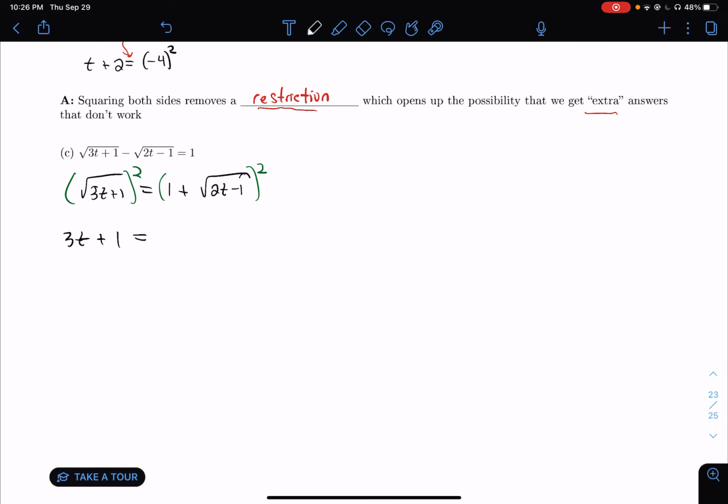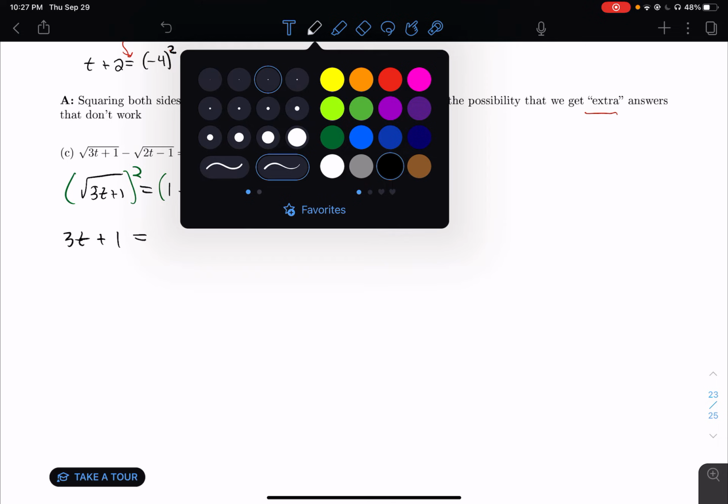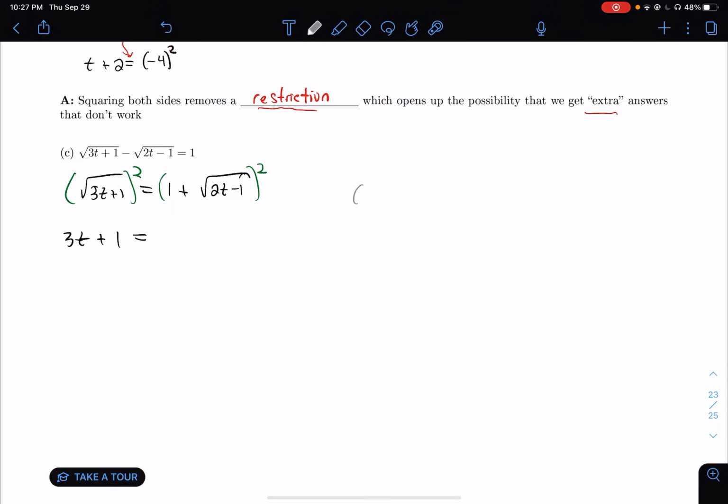On the right, it is super tempting to say, wait, can I take that power and distribute it to both of these? But I cannot do that. I can't distribute a power when I'm adding or subtracting terms, only when I'm multiplying or dividing. So instead, I have to remember, when I square this thing, it means multiply it by itself. 1 plus root 2t minus 1 times 1 plus root 2t minus 1. I got to multiply it by itself. And then I got to FOIL it out.